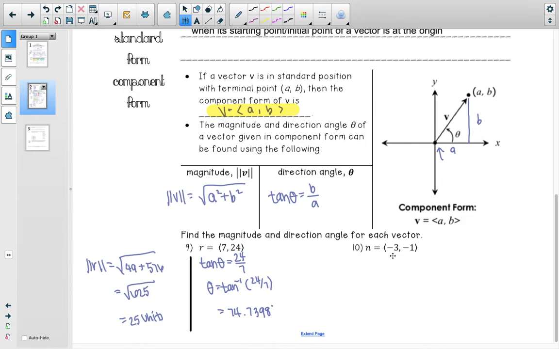Okay. I want to see if you can try number 10 on your own. See how far you can go. If you get stuck, restart the video. If you get done with it, fast forward the video and check your answer. All right, so pause the video now.